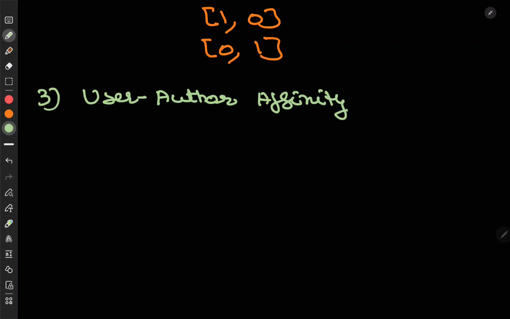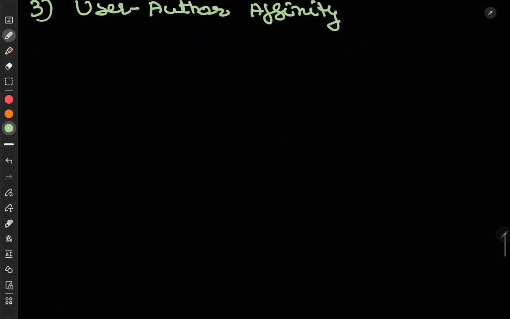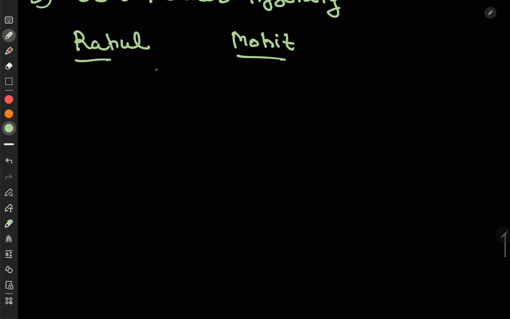What does this mean? Let me give you a small example. Let's say there is a user called Rahul, and another user called Mohit. Rahul and Mohit are friends. Mohit has posted 10 posts, and Rahul has liked 9 of them. So whenever Mohit posts, there are very high chances that Rahul is going to like that post.